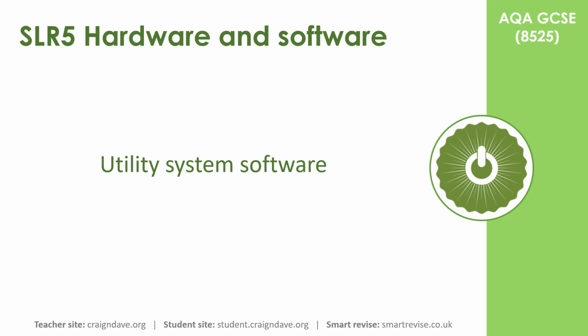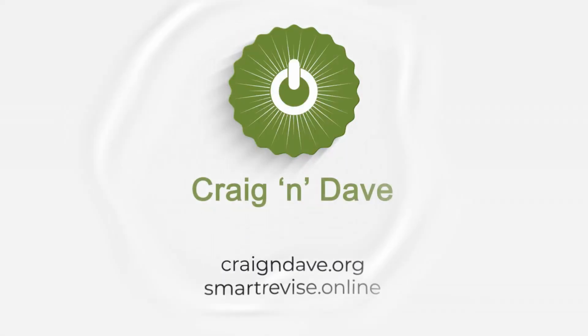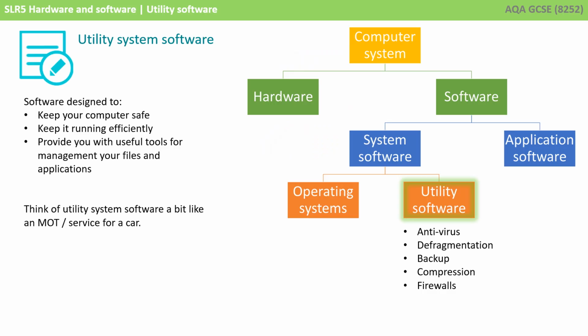In this video, we take a more detailed look at utility system software. Utility system software is a subcategory of system software and often sits alongside your operating system. Lots of operating systems come with utility software pre-installed, but you can also buy them from dedicated vendors.